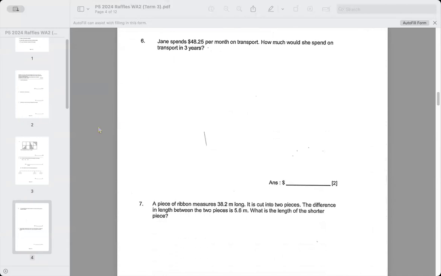Okay, Jane spends $48.25 per month on transport. How much would she spend on transport in 3 years? Okay, so this one, it's per month, and they want to find the total spend in 3 years. So let me find the number of months in 3 years first. I will take 3 times 12. Okay, because 1 year we have 12 months. So we will get 36 months. So simply take 36 times the amount spent on transport each month.